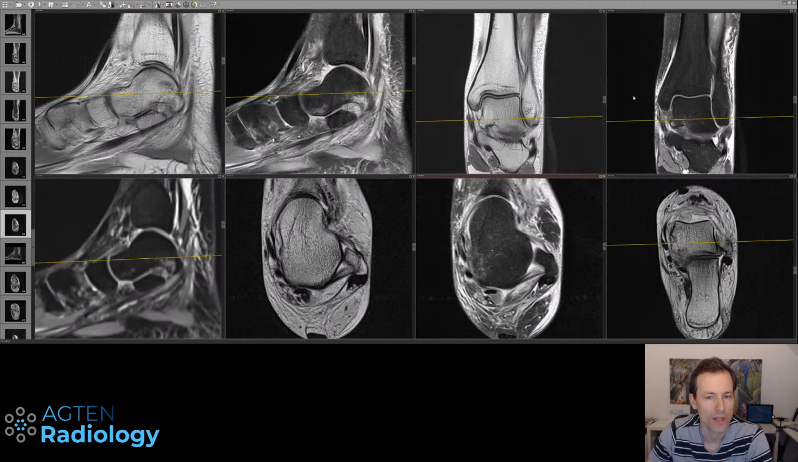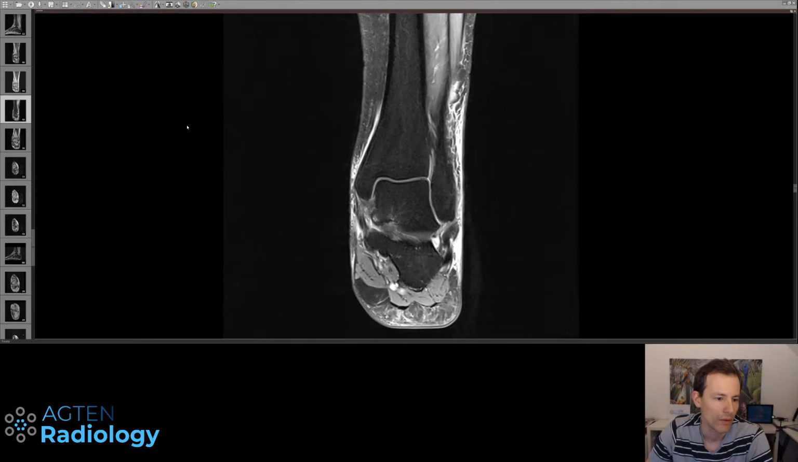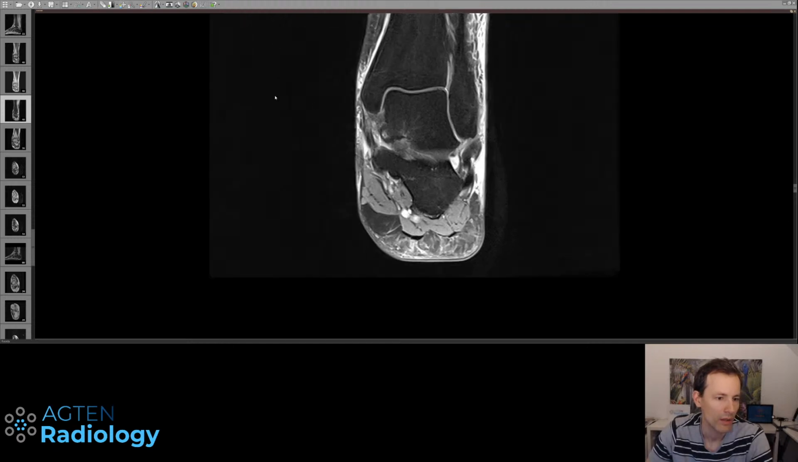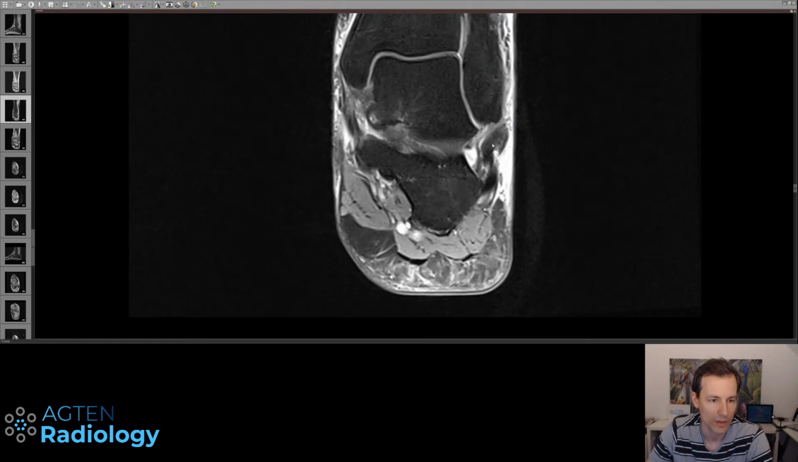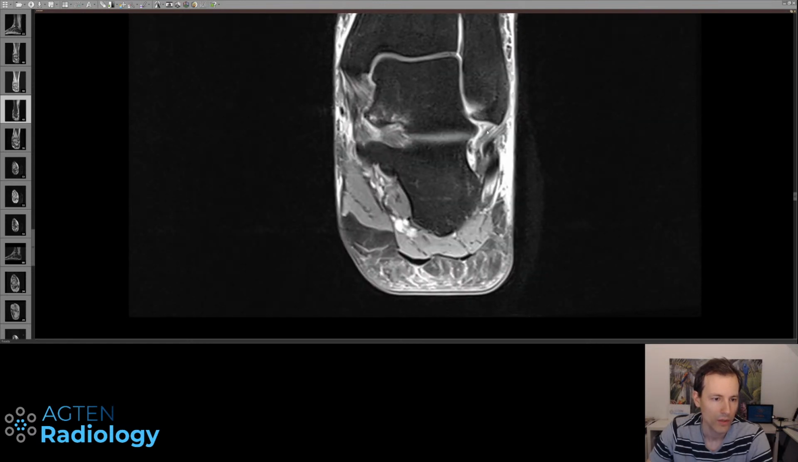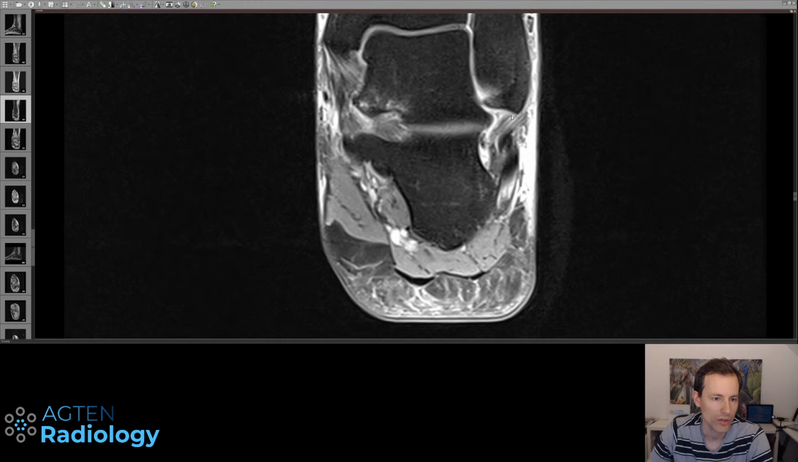The next ligament is the CFL, the calcaneofibular ligament, and this one here is a very good case why you should always look also on non-fat saturated images. You can see there are some ligament-like structures here.